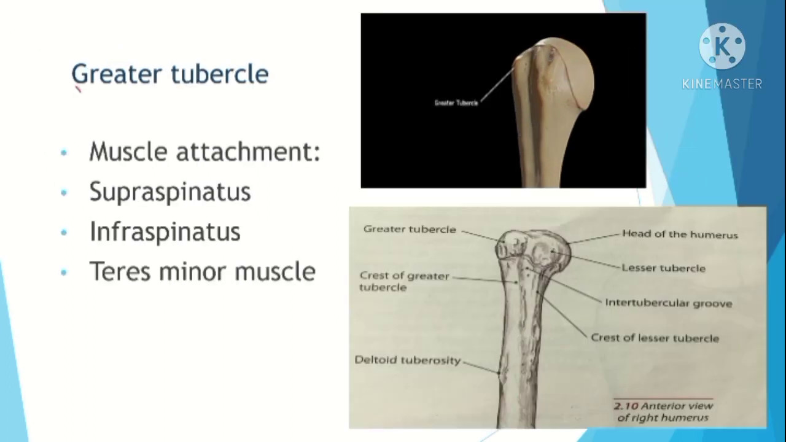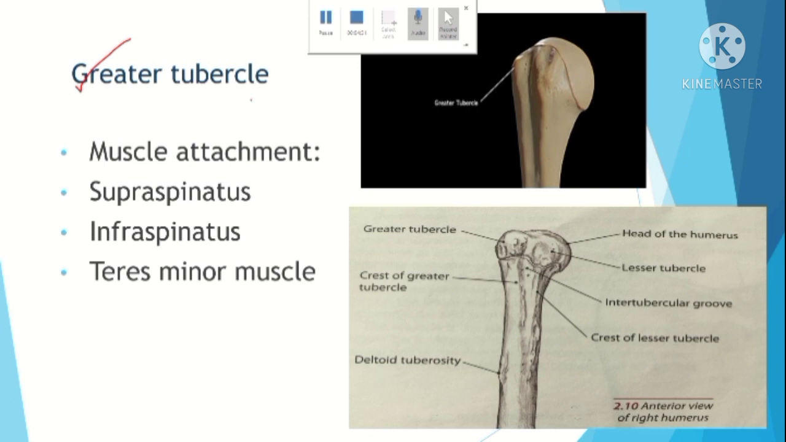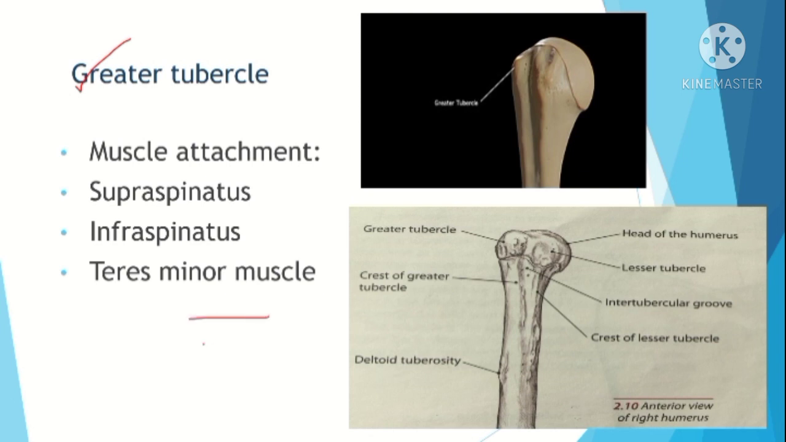Greater tubercle has three muscles: supraspinatus, infraspinatus, teres minor muscle. Supraspinatus is above the spine, infra means below the spine, then teres minor. Greater tubercle is this region. Here there are three muscles attaching: in the superior part, then the middle in the posterior part, then the inferior. It will be like this: superior part, middle, and the inferior part.